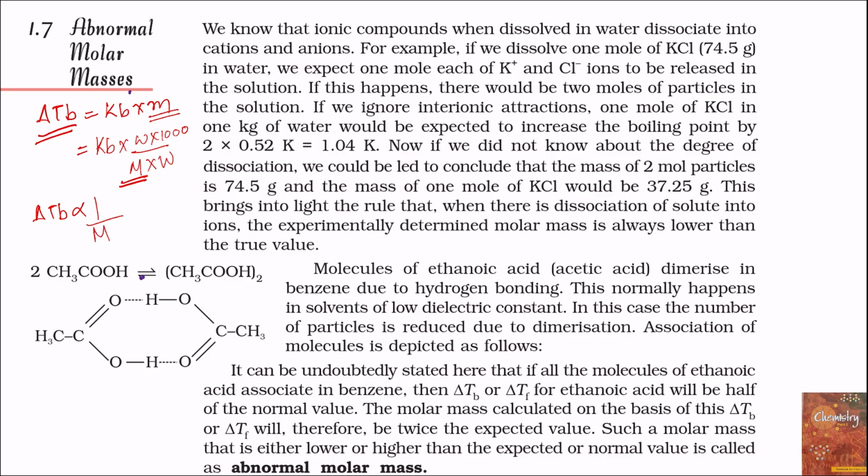Means if the value of delta Tb increases, then the experimental value of the molar mass will be less than the actual molar mass, which is calculated from the formula. And if the delta Tb value is less, then the experimental molar mass will be greater than that calculated from the molecular formula. These molar masses, which are either greater or less than the one calculated from the chemical formula, are known as abnormal molar masses. Now, what is the reason behind abnormal molar mass?